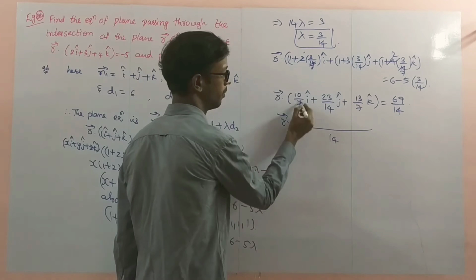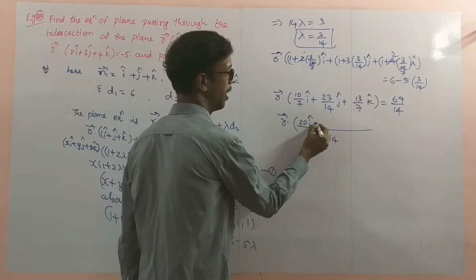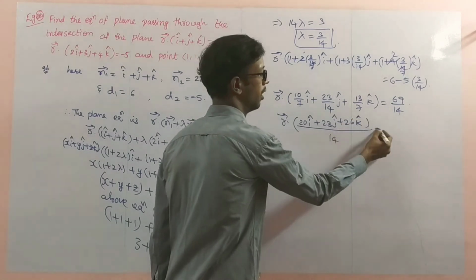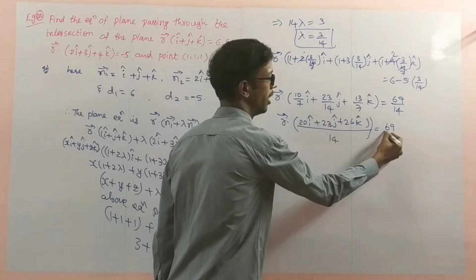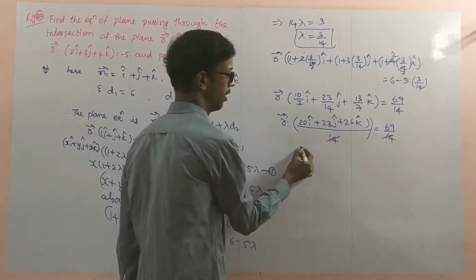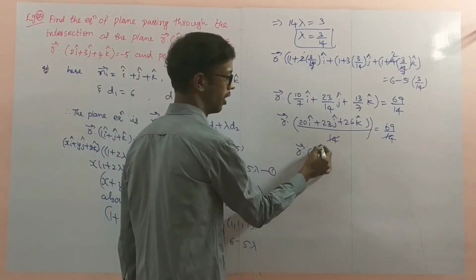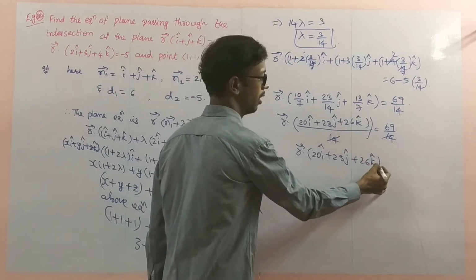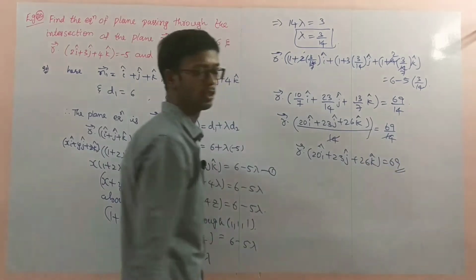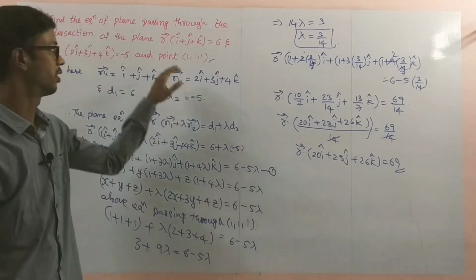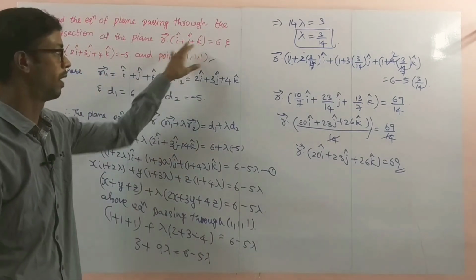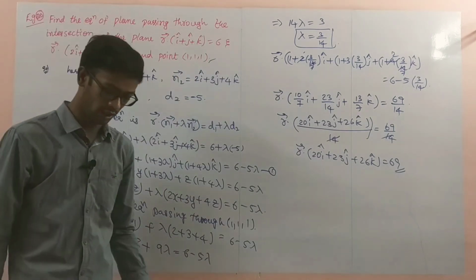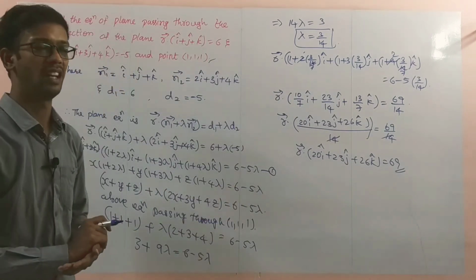If you take the LCM, 14 is the LCM. 2 multiply 20 i cap plus 23 j cap plus 26 k cap equal to 69 by 14. 14 cancel. R bar dot of 20 i cap plus 23 j cap plus 26 k cap equal to 69. So this is the required plane equation passing through the intersection of two planes and passing through the point 1, 1, 1. So this is the way of finding the plane equation.